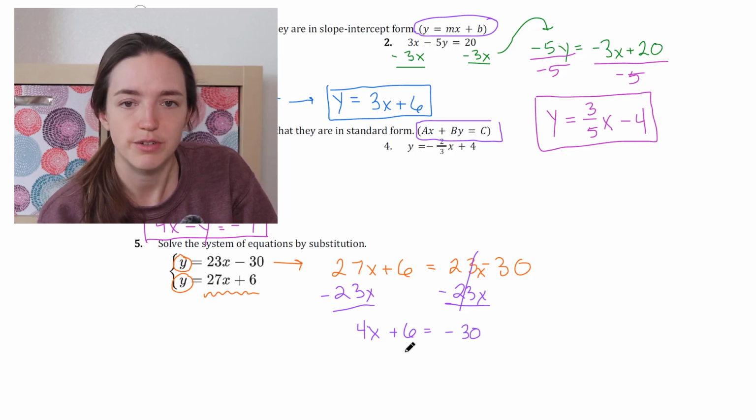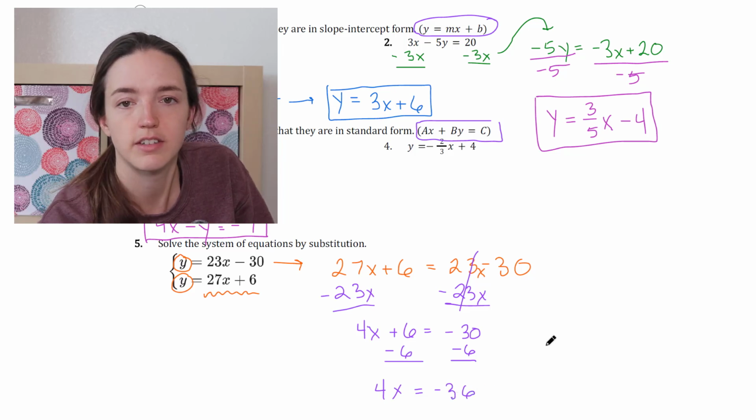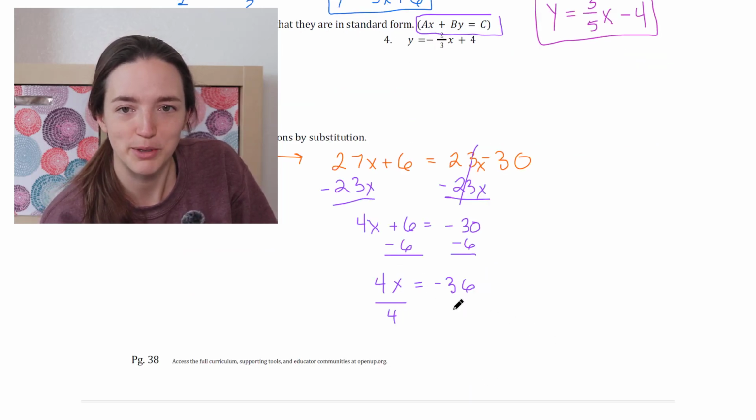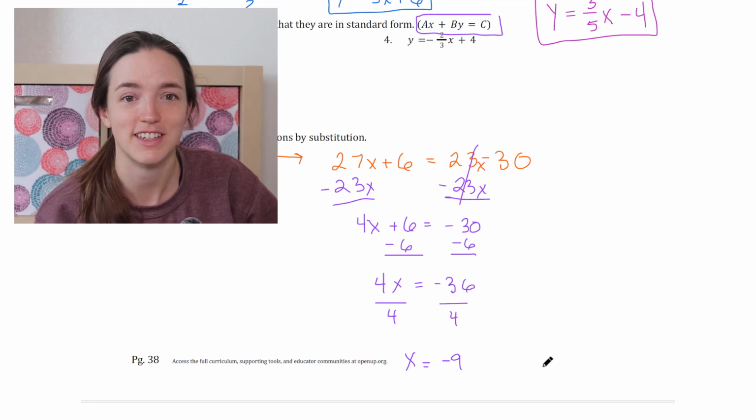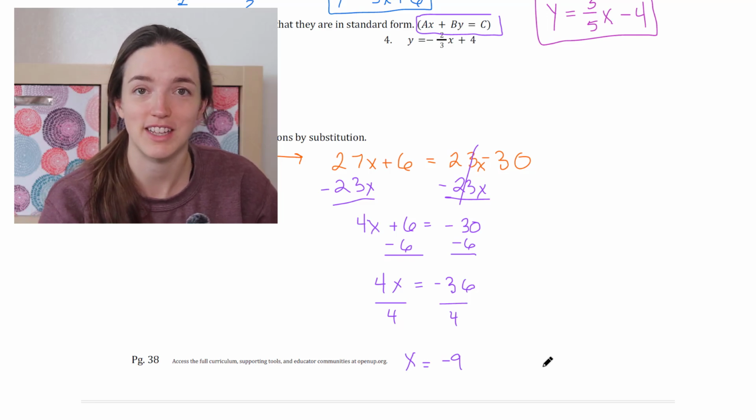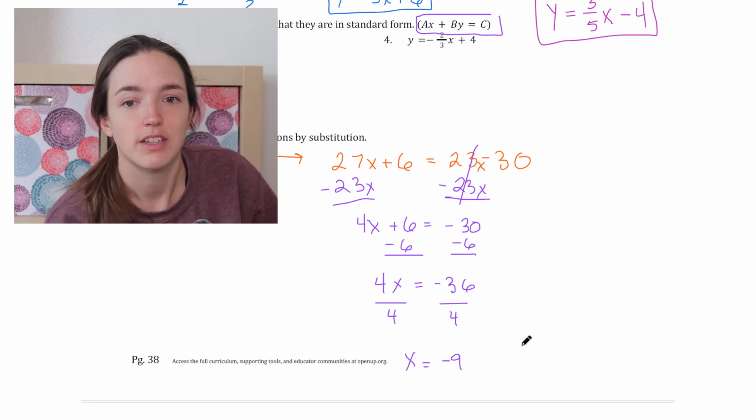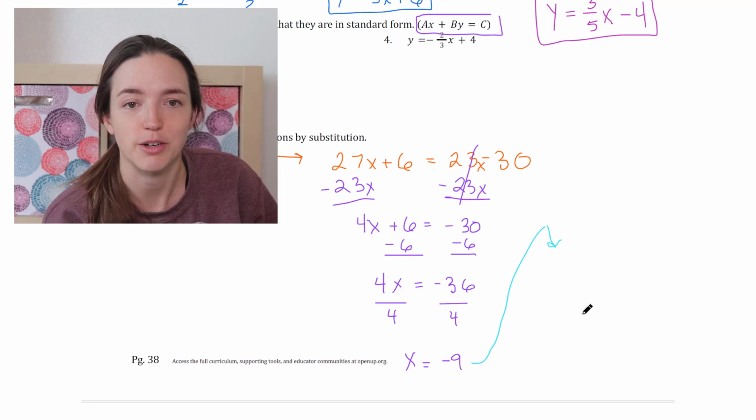Now I need to subtract 6 from both sides because I'm trying to get the x by itself. Negative 36. Oh, I actually have enough room to do the problem. What do you know? Divide by 4, x is negative 9. Now that is not my entire solution because I need x and y. Anytime you're solving a system, you need to have the x and the y value in your answer. So now what I would need to do is take that negative 9 and plug it into either equation. I'm just going to go with the second one.